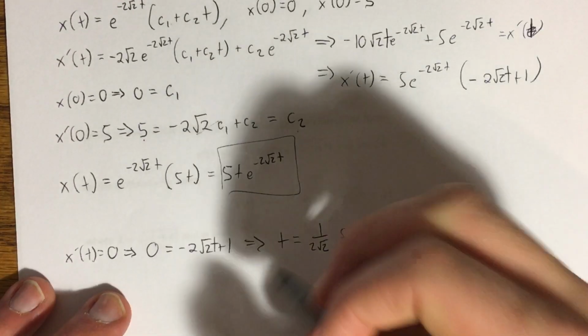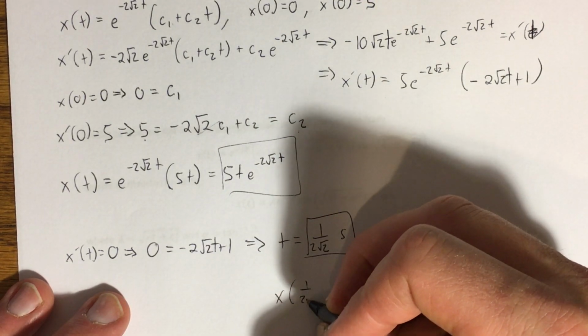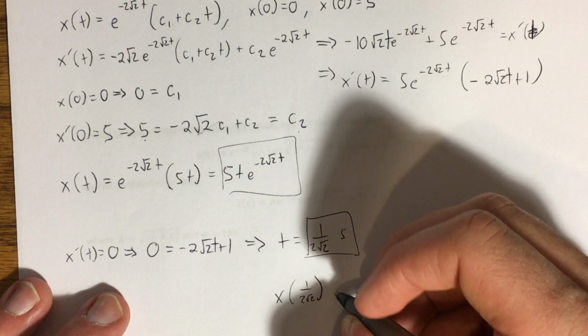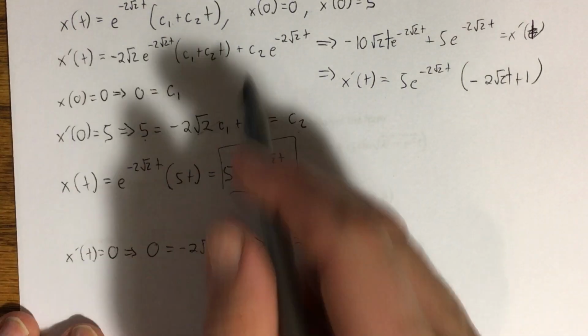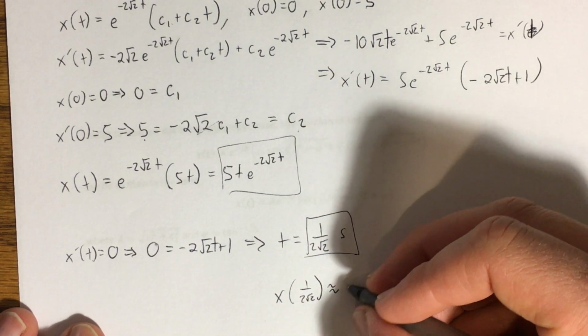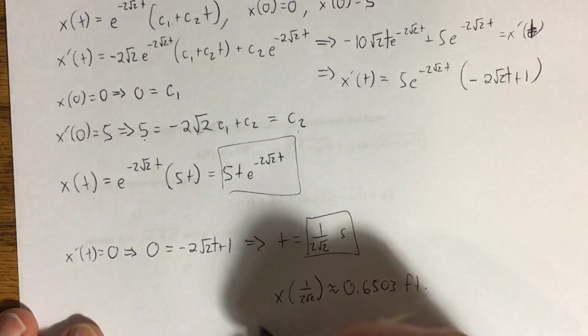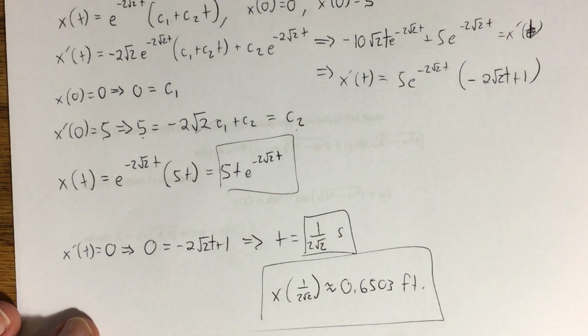To figure out what the position of the object is in that instant, we just plug that right back into x. So x of 1 over 2 root 2. I would just put that into a calculator because we have x given to us explicitly. This comes out to approximately 0.6503 once you do that, and this is measured in feet. Its position. Okay. All right.